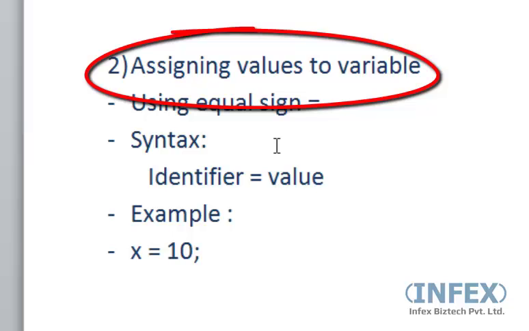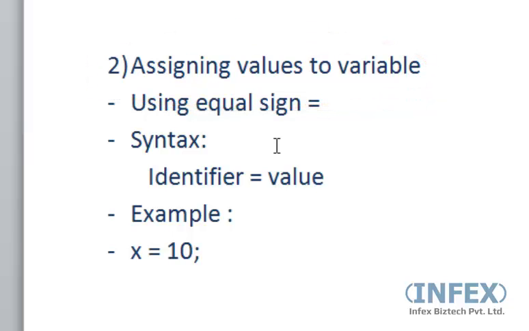Assigning a variable means assigning values to the declared variable using the equal sign. This is the syntax for assigning a variable. Identifier is equal to value. Here, identifier means the variable which is already declared. This is the example of assigning values to a variable. Here, value 10 is assigned to the variable.